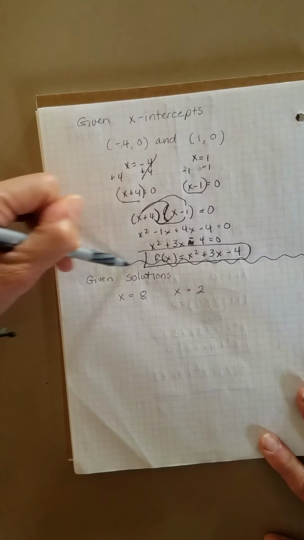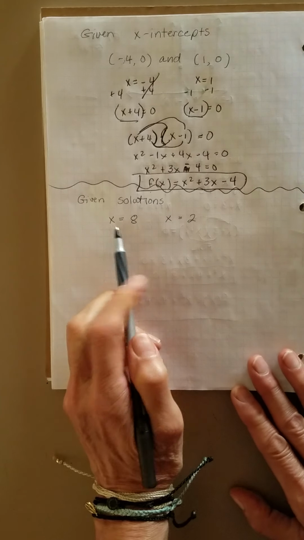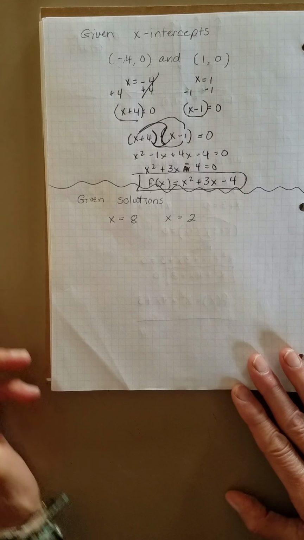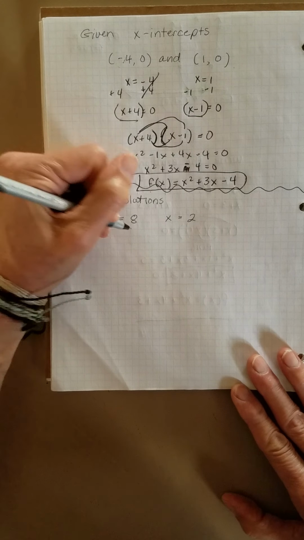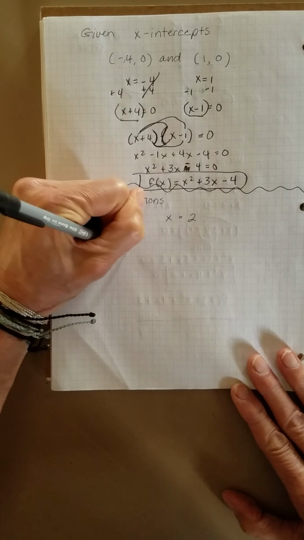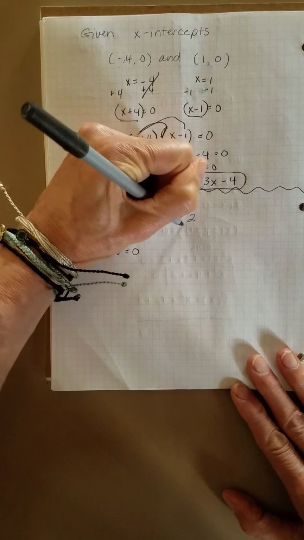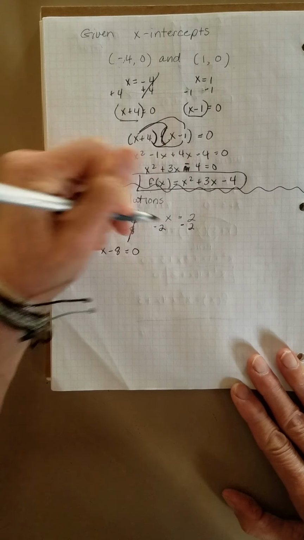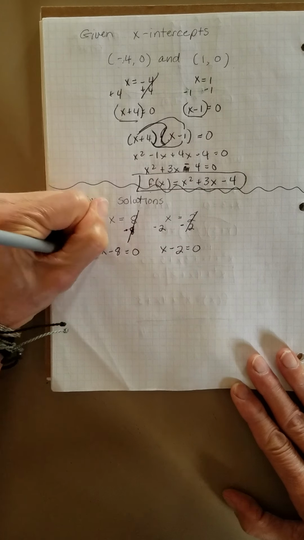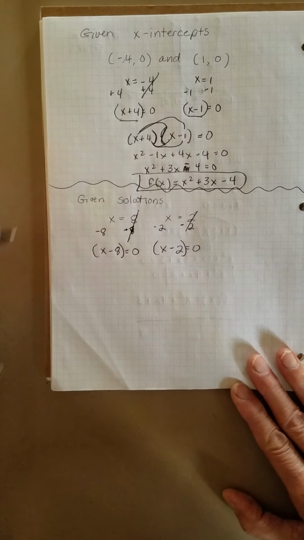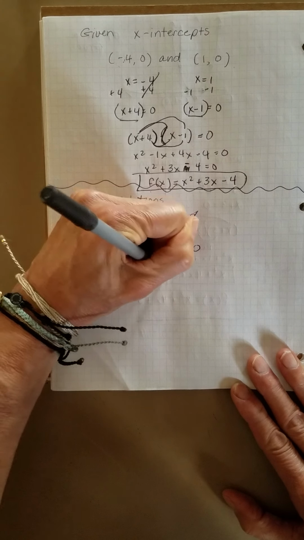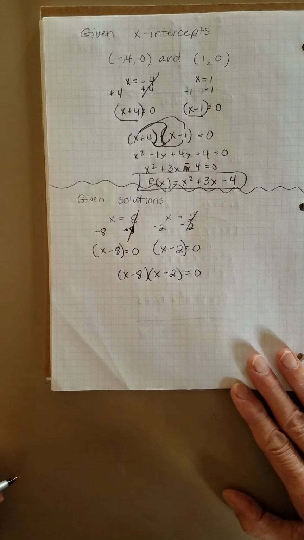Last case, given two solutions. Now I'm told that x is equal to 8, and x is equal to 2. So how do I write factors? Subtract 8 from both sides: x minus 8 is equal to 0. Subtract 2 from both sides: x minus 2 is equal to 0. Here's one factor, here's the second factor. x minus 8 times x minus 2 equals 0.